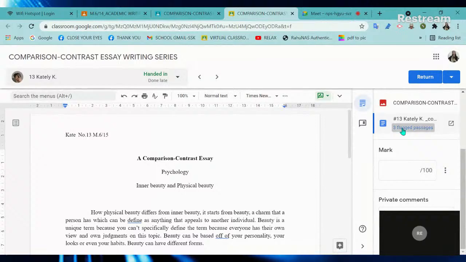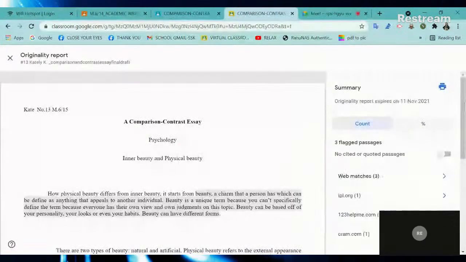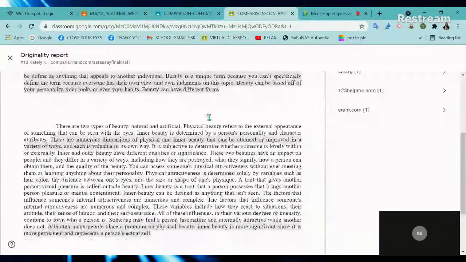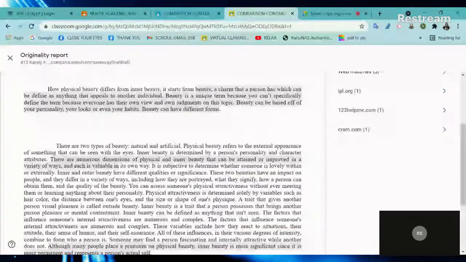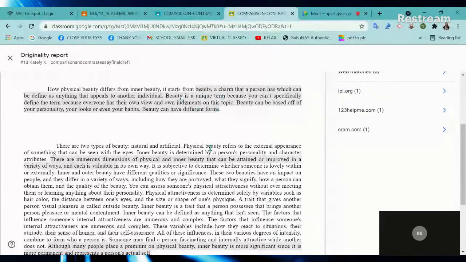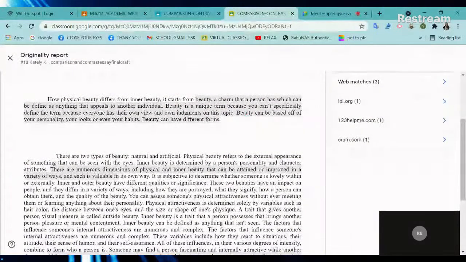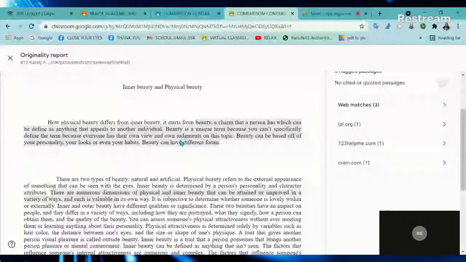You actually have here three flag passages, so please fix this. The problem here is actually that the words came from the website that you just copied. To avoid this one, please try to reword them. Try to use a paraphrasing tool. There are many free paraphrasing tools online. Or if you can do it by yourself, you can change the sentence but keep the same meaning. Okay, there are three here.